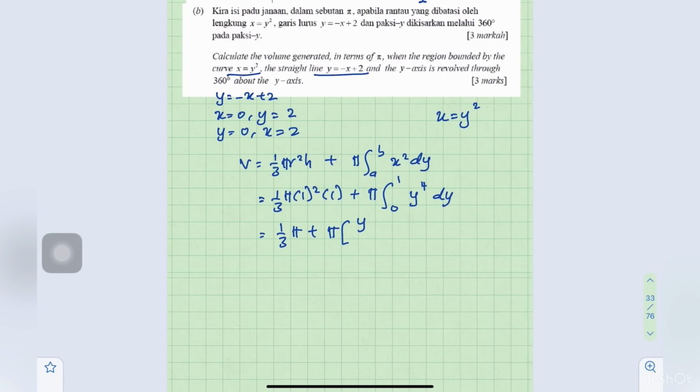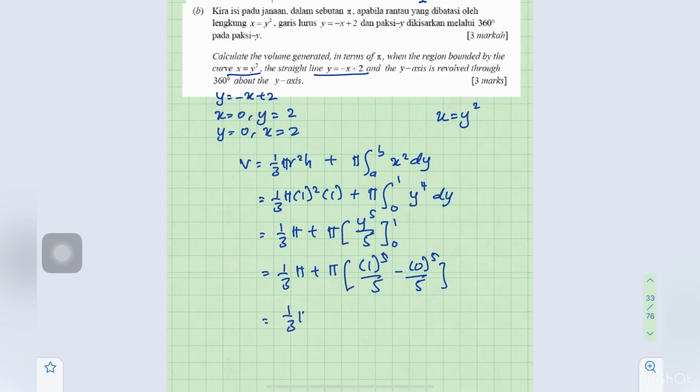We will get y power of 5 over 5. Okay, so 1 over 3 pi plus pi, so the limit is 0, 1. Okay, so 1 power of 5 over 5. Ingat eh, walaupun 0, tetap kena tulis. Kalau tak, tak dapat markah. Okay, so 0 power of 5 over 5. Sebab tu konsep kan. Okay, so now 1 over 3 pi plus 1 over 5 pi. Okay, so the answer is 8 over 15 pi.